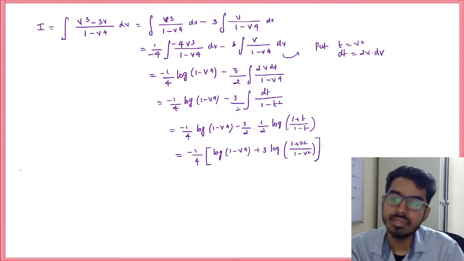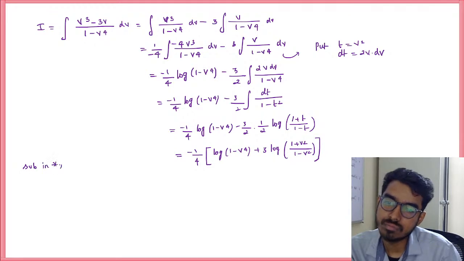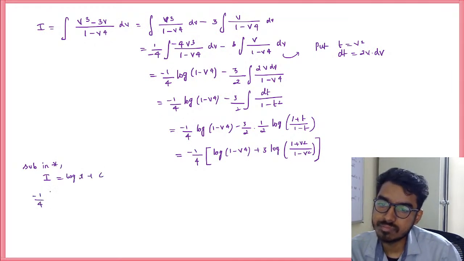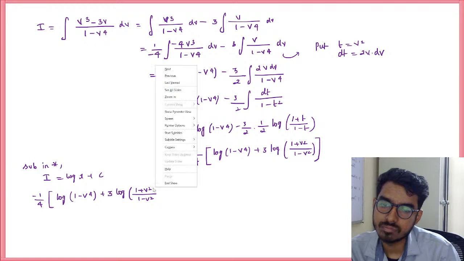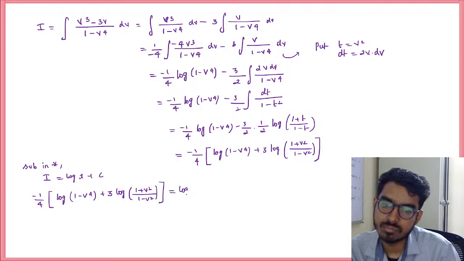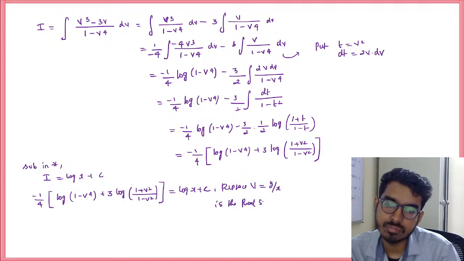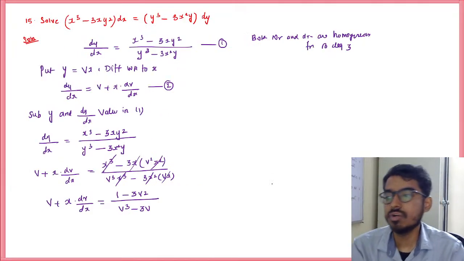Here t is equal to v square. This is the value of star. Substitute in star. So t is equal to log x plus t. Replace b to be equal to y by x. The required solution. Move on to the 16th problem.